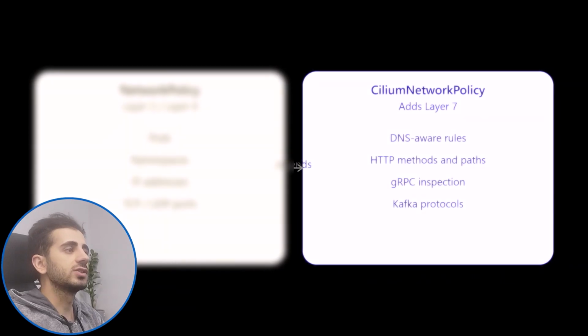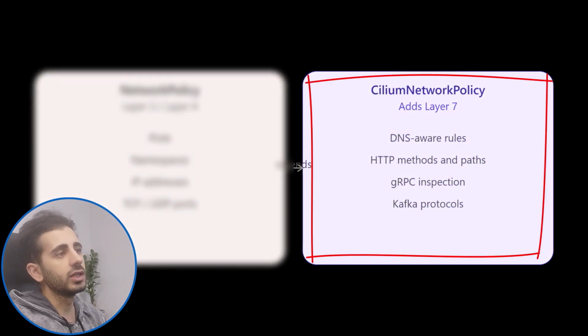Cilium extends the standard network policy model with a new resource called CiliumNetworkPolicy. By using it, we can create DNS-aware policies, write HTTP-aware rules, inspect gRPC traffic, work with the Kafka protocol, and much more. We build several of these policies later in this video.